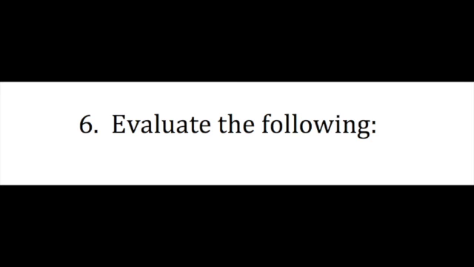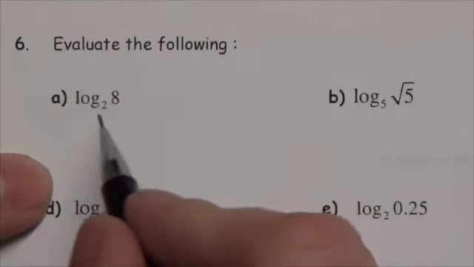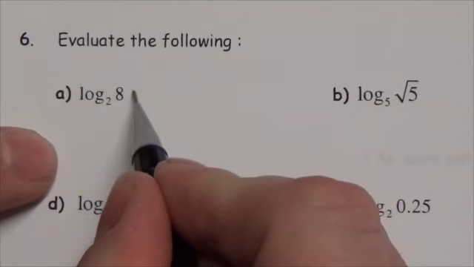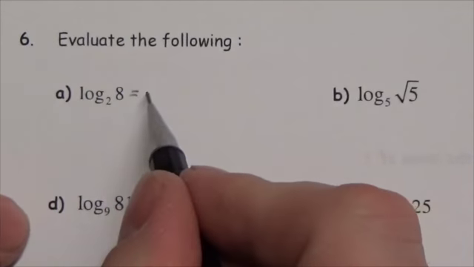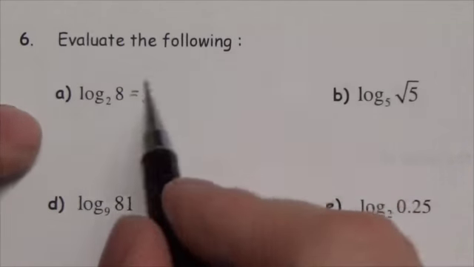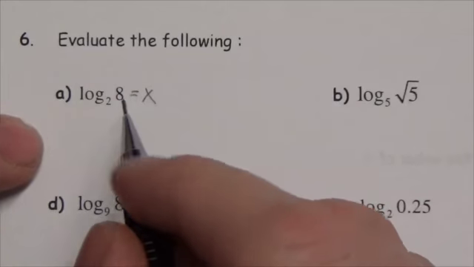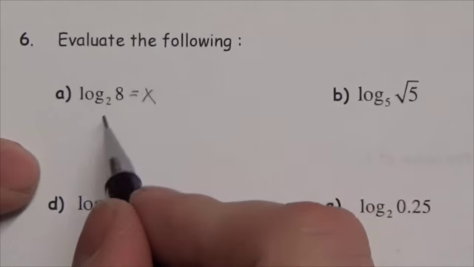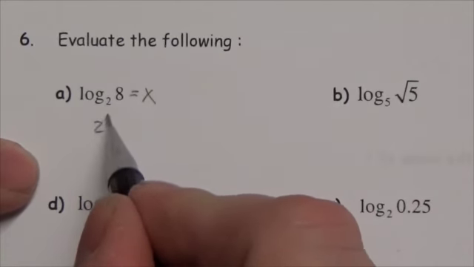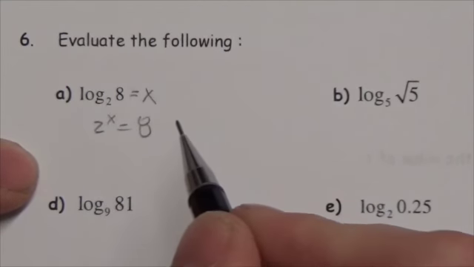Evaluate the following. Log base 2 of 8. Okay, we're supposed to evaluate these things here. So log base 2 of 8. Let's just say right now I don't know what that is, so I'm going to say that that's equal to x. How do I deal with a logarithmic expression here? Well, I'm going to convert it to an exponential one. So 2 to the x is equal to 8.